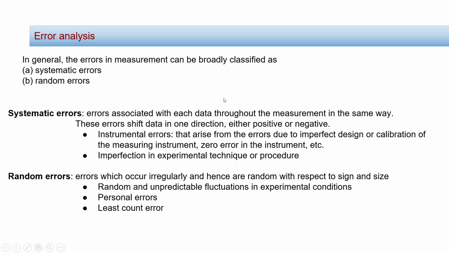What we mean by this is, we call it systematic error when the data is always shifted in one direction. For example, instrumental error, that is zero error. If we take the example of zero error, if you remember, we had discussed vernier caliper and screw gauge, right? And we had discussed that they have some zero error.